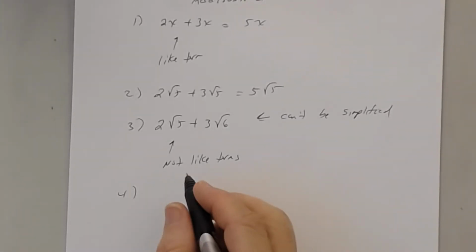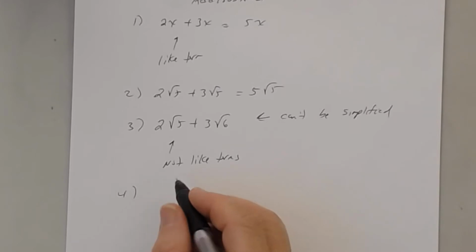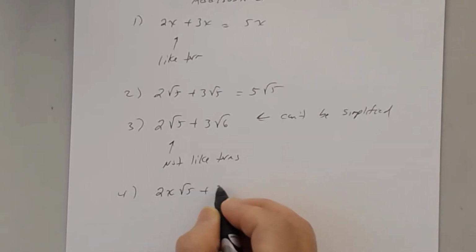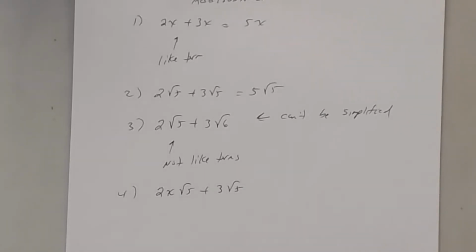Number 4. Now listen carefully. What if I had 2x square root of 5 plus 3 square root of 5? Are those like terms? That's a little bit difficult to figure out if you're not sure about it. Are those like terms? They have the same radicand, but what's different between the two though? One has a variable x in it, the other one doesn't.